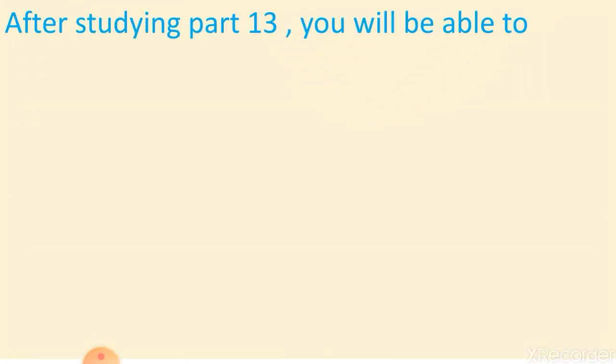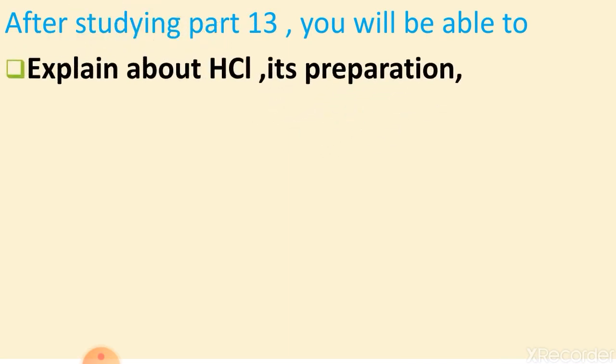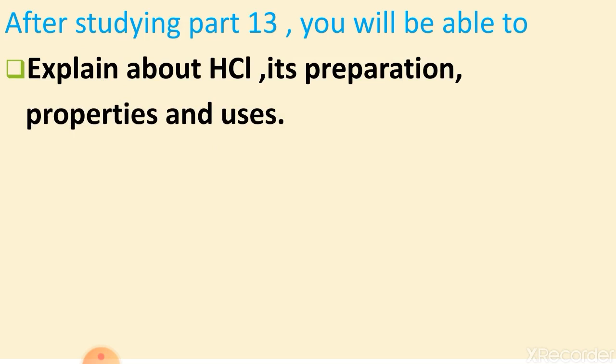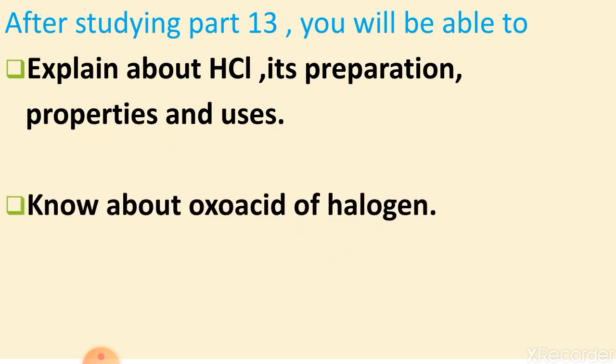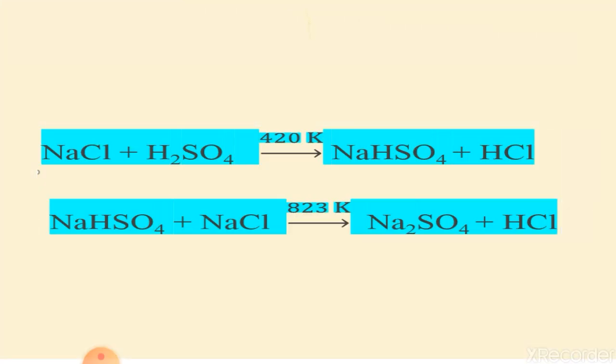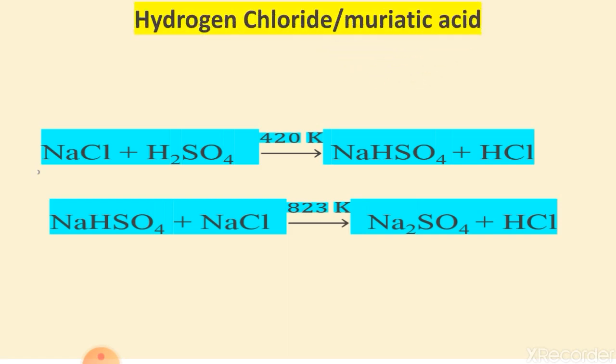So now dear students, let us focus on part 13. After studying part 13, you will be able to explain about HCl, that is hydrogen chloride, its preparation, properties and usage. Then you will be able to know about oxo acids of halogens. These are very important also from the examination point of view. So now let us focus on hydrogen chloride.